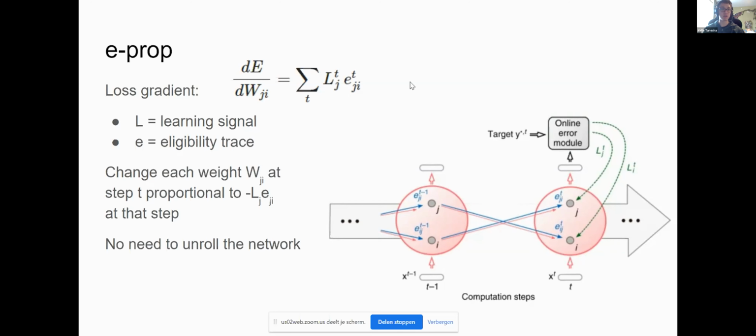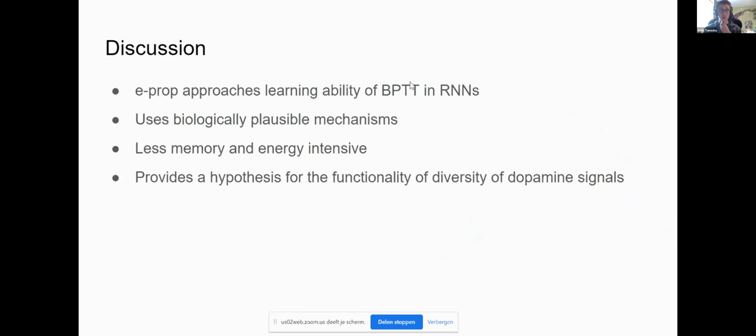Then we go to the discussion. So e-prop, as this sort of continuous method for learning, even approaches the learning ability of backpropagation through time in recurrent neural networks, which is currently one of the most powerful learning methods for recurrent neural networks. All the while, e-prop uses biologically plausible mechanisms.